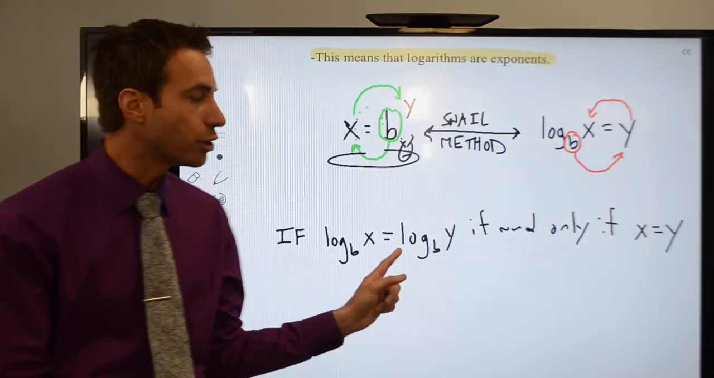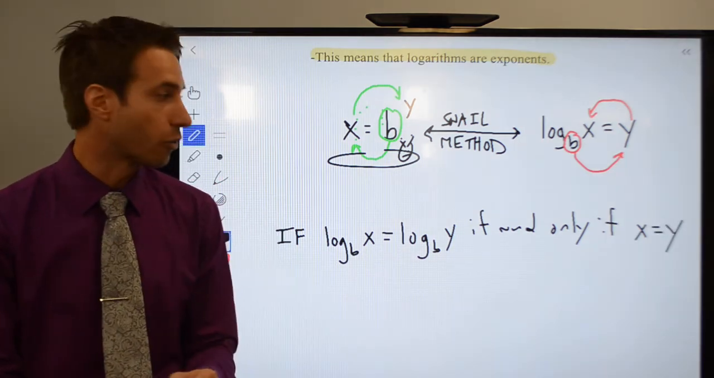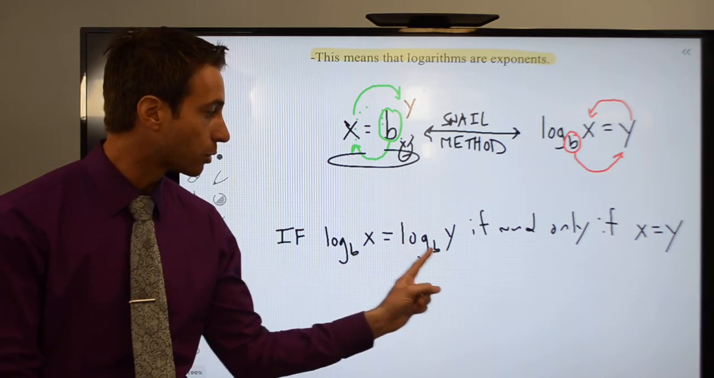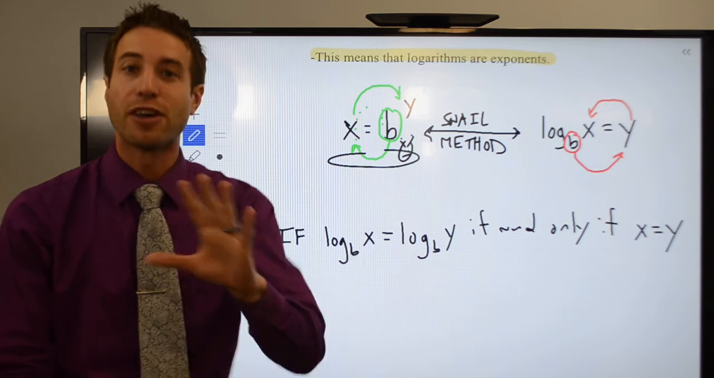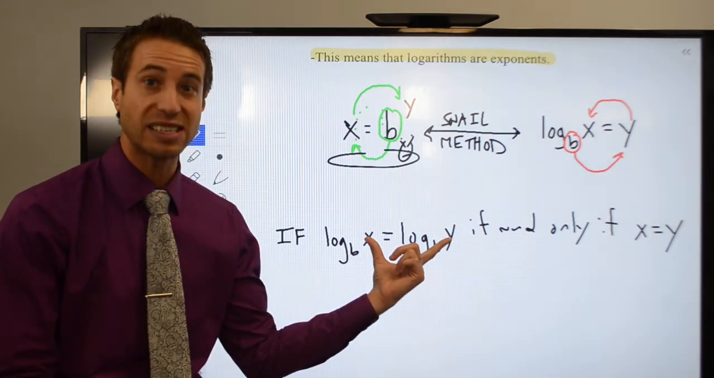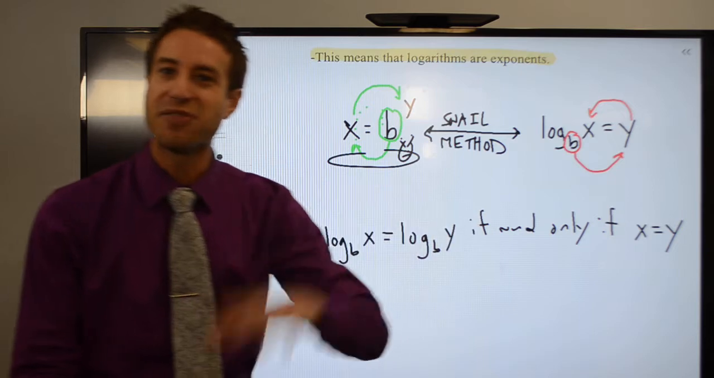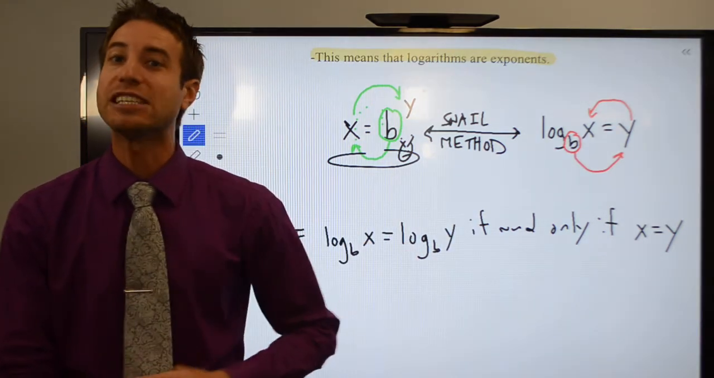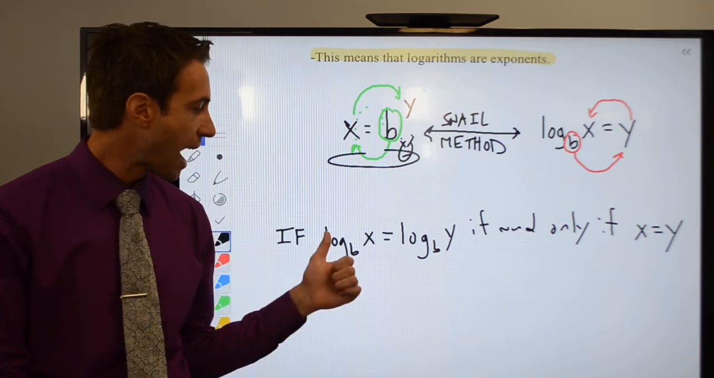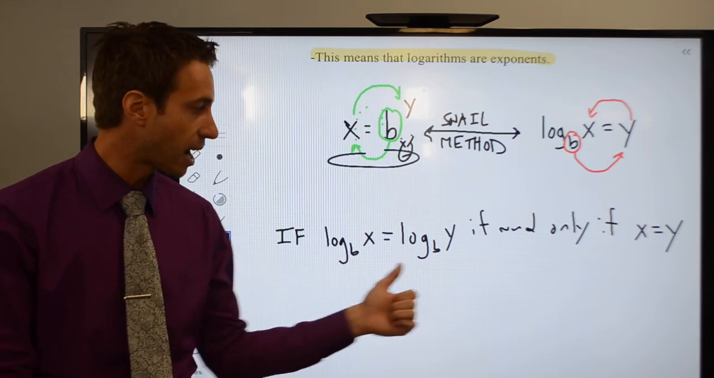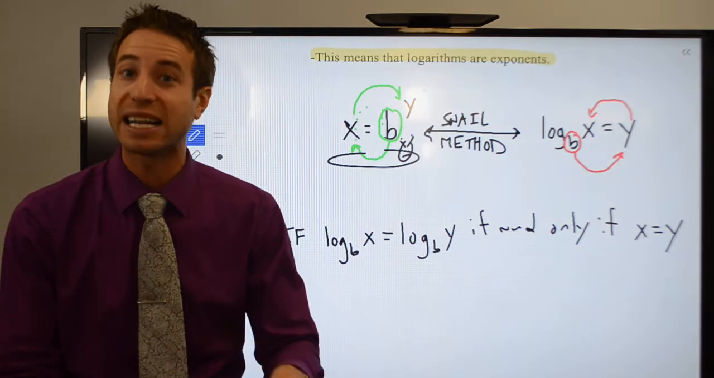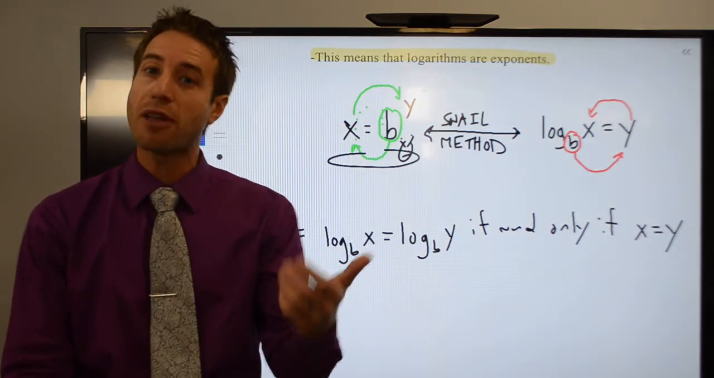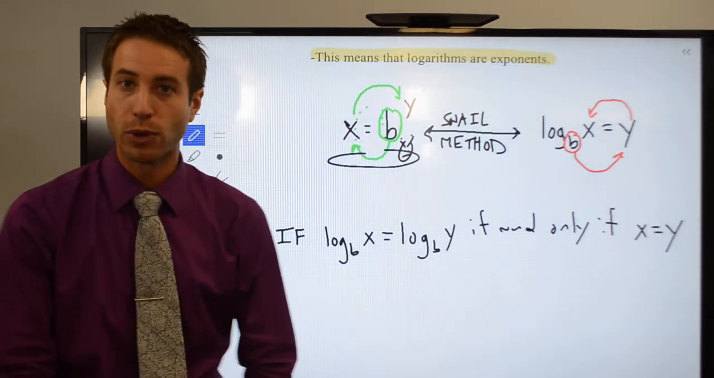And so what we did is we used this property of equality for logarithms to say that if I have a log base b equal to a log base b, and those bases are the same, then all I have to do is set the arguments equal to each other. Then I can solve for a variable, and we use this to solve equations. But please notice what's happening here. It's a log base b with an argument equal to another log base b with an argument.